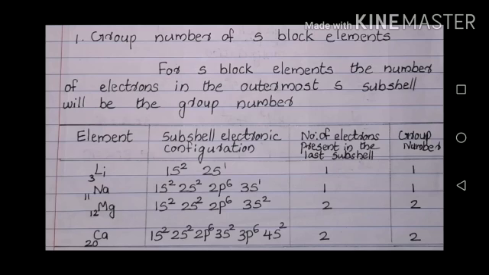In sodium, last electron is entered in 3s subshell. Number of electrons is 1, so the group number is 1. In magnesium and calcium, number of electrons present in the last subshell are 2, so the group number is 2.